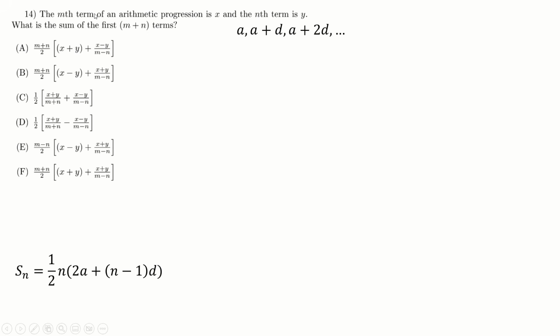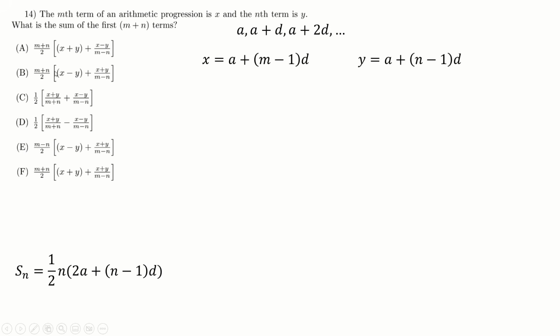The nth term is just going to be, now this is the first, this is the second, this is the third. So the third term has 3 minus 1 as the coefficient of d. So the nth term is going to be a plus (n minus 1)d. And the mth term they give you is x. So we have x equals that. And likewise the nth term, which is a plus (n minus 1)d, is equal to y.